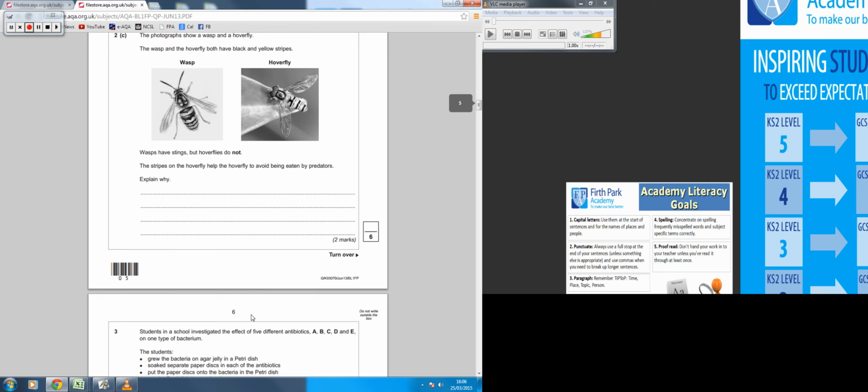Another adaptation question, we've got a wasp and a hoverfly. They've both got similar markings, they've both got similar stripes. So it says the stripes on the hoverfly help the hoverfly to avoid being eaten by predators. Explain why. Again, 2 marks, so 2 bullet points. Try and think about why it might be an advantage for a hoverfly to have stripes so it looks like a wasp. And the wasp, of course, has a sting.